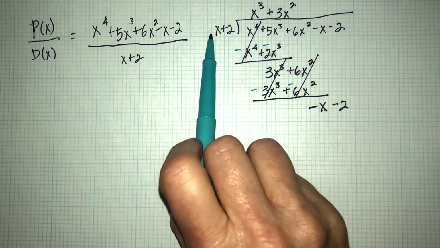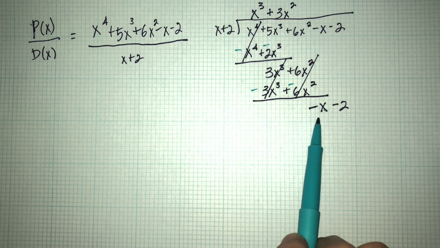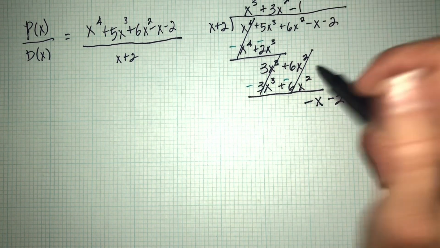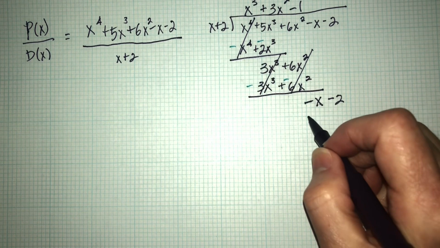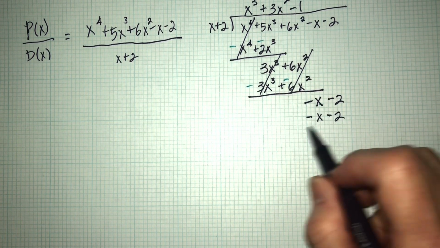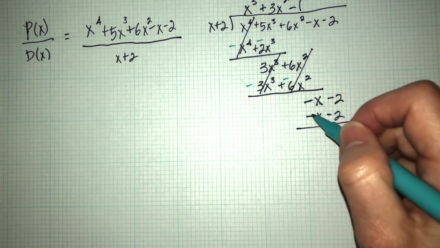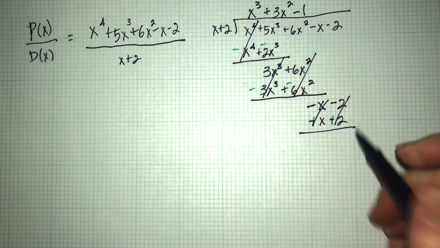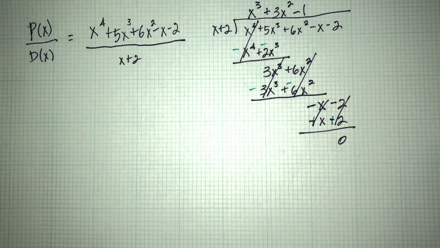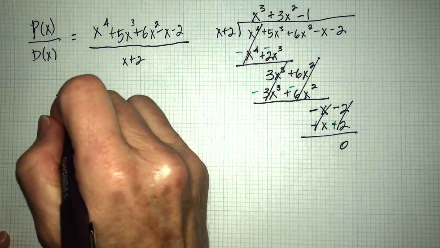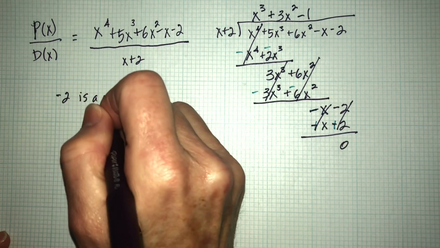All right, x times what would give me negative x? That would be negative 1. So negative 1 times x gives me negative x. Negative 1 times 2 gives me negative 2. Ready to subtract? We change the signs and add, and now both these terms cancel out and we get a remainder of 0.